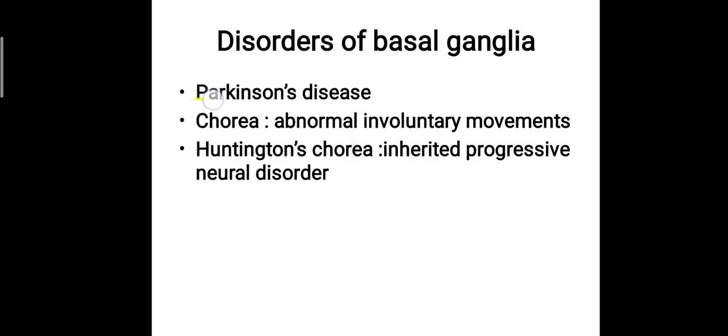For example, Parkinson's disease, which you might have heard of, affects the basal ganglia, and there will be involuntary tremors in the hands and then in the limbs. The second one is chorea, which is abnormal involuntary movements of the limbs. Then Huntington's chorea is an inherited progressive neural disorder where there is gradual destruction of the basal ganglia, and that causes irregularities in the control of movements.